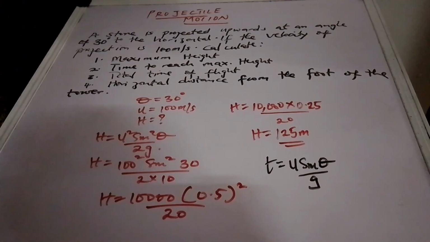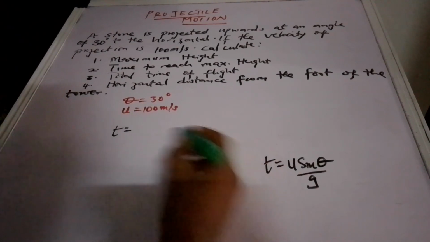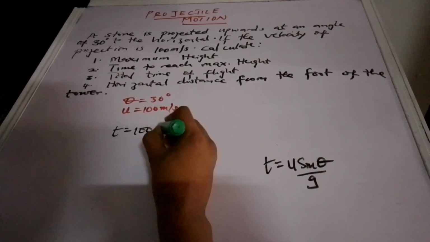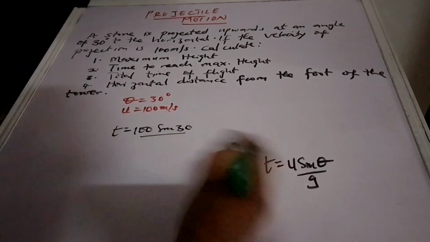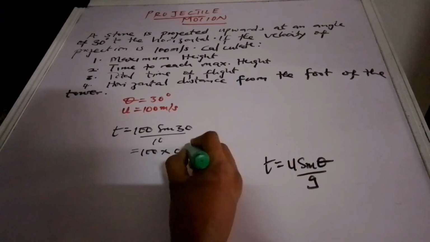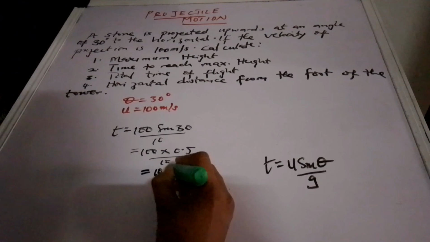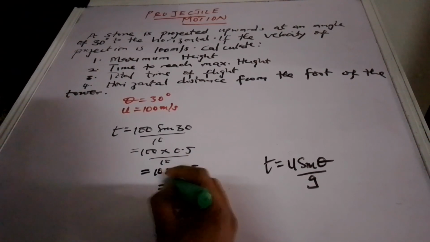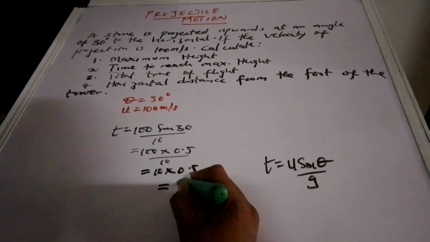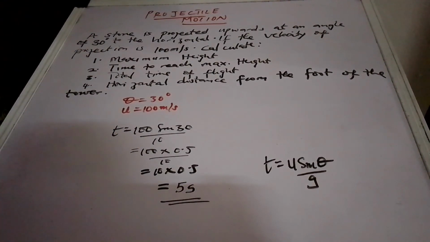And if that's the time to reach the maximum height, let's continue from this side as I clean this side of the board. So let's now substitute. We say t equals u, 100, sine 30, over g, that is 10. So that is 100 times sine 30, which is 0.5, over 10. And if we divide, it's going to be 10 multiplied by 0.5. Our time to reach maximum height is going to be 5 seconds.